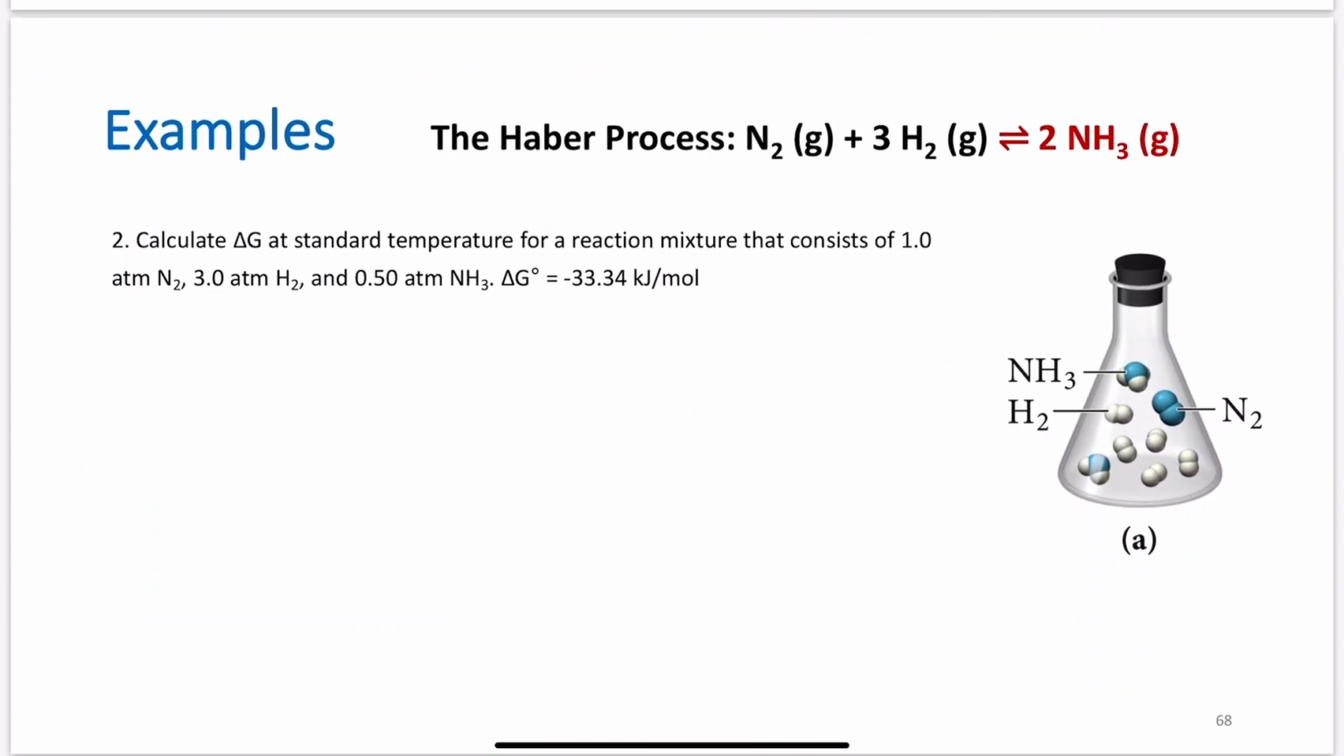Now, what if I said calculate delta G at standard temperature for a reaction mixture that consists of 1 atmosphere of N2, 3 atmospheres of H2, and 0.5 atmospheres of NH3? This is under non-standard conditions. I know delta G is equal to delta G naught, which I've already calculated, minus RT ln of Q. I know Q is my reaction quotient, so the pressure of NH3, quantity squared, divided by the pressure of N2 times the pressure of H2, quantity cubed.